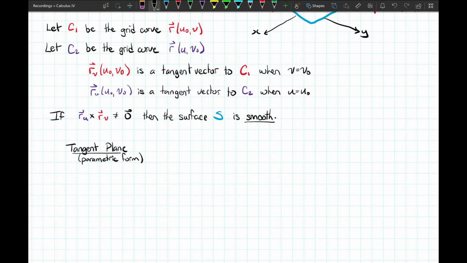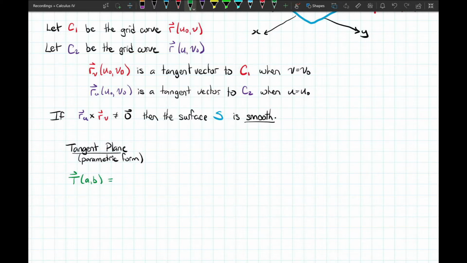Let's start off with a tangent plane in parametric form. And since I'm already using r as the parametrization of the surface, why don't we use capital T for the parametrization of the tangent plane? And also, hopefully not to be too confusing, instead of using u and v as the parameters of my tangent plane, why don't we use different letters? Let's have a and b.